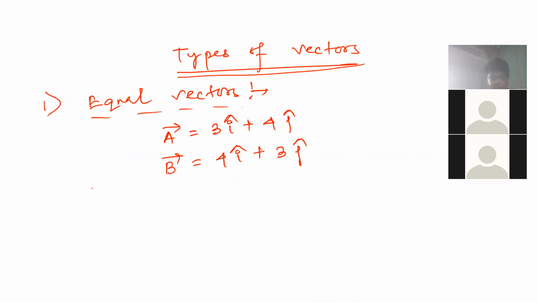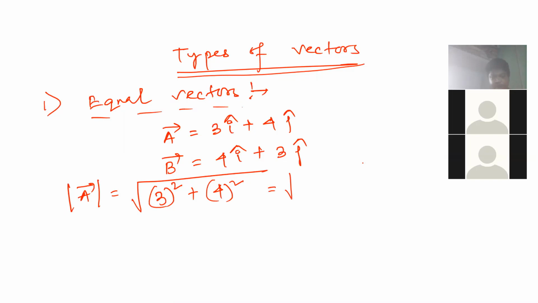So for a vector and b vector, we should start by finding the magnitude. The modulus of a vector gives the magnitude of a vector, right? So the modulus of a vector equals the square root of the coefficient of i cap, that is 3, whole squared, plus the coefficient of j, that is 4, whole squared. Doing the calculation, 3 squared is 9 and 4 squared is 16, so it is the square root of 25, which equals 5.